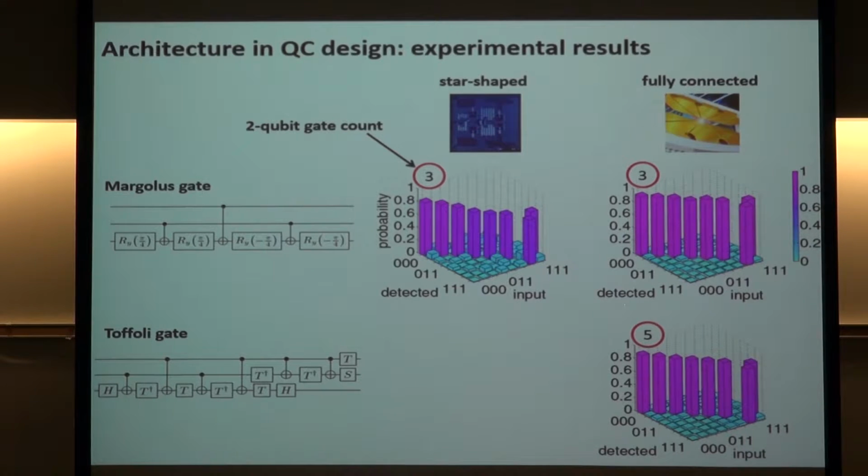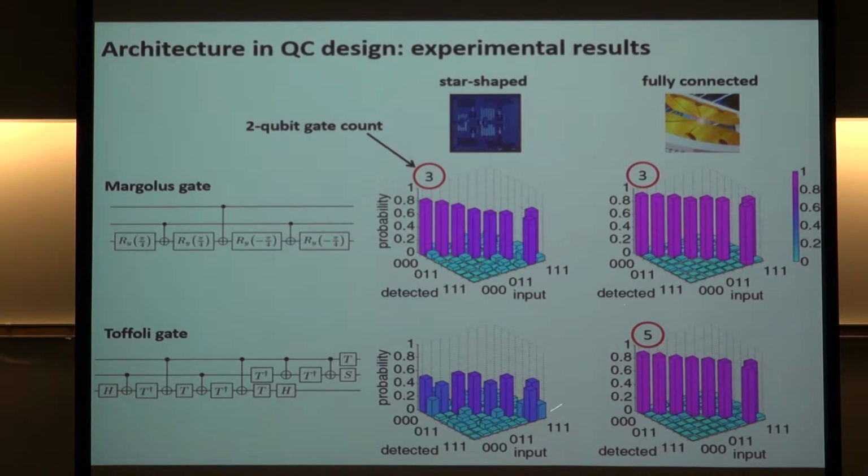So the fidelity drops a little bit because of this sort of overhead, but if you do it on a star-shaped system, you can see the result is a little lower, and this is because you need 10 2-qubit gates to do a Toffoli on the system.